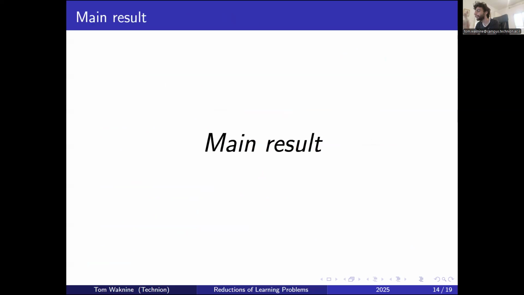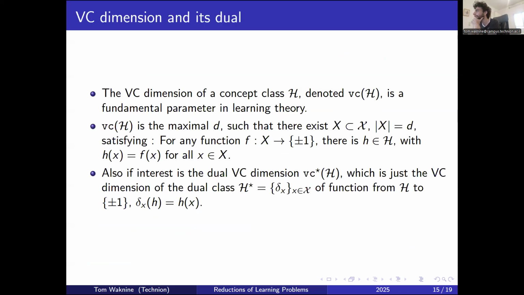Okay, so now let me describe the main result. The main result relates the reduction of PAC to SCO via the VC dimension. I don't really want to go into VC theory too much. If you know what the VC dimension is, this is good. We have the definition for refreshing. If not, don't worry about it too much. Just know it's an important parameter in learning theory.